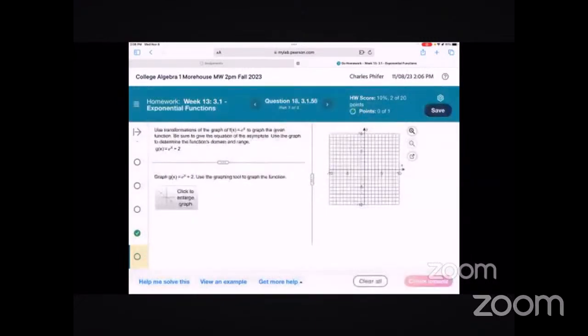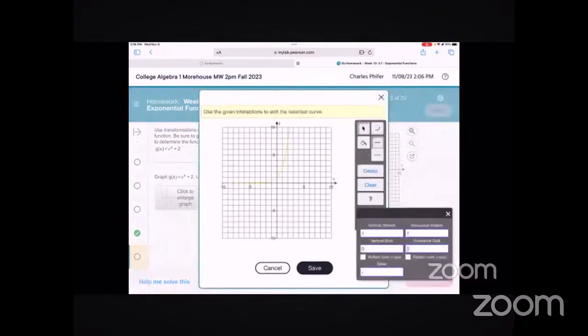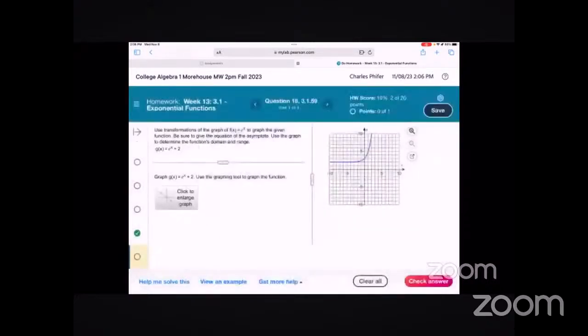Let's see. Use the transformations of this to graph the function. Okay, so we have an exponential function where notice the +2 is on the outside of our base function, so we just moved it up by 2. So I'm going to choose my exponential tool. I'm just clicking randomly on the chart. It's just this function, the base is e, and we just moved it up by 2. So vertical shift by 2 units. So it goes up by 2. And that's it. Save and check.